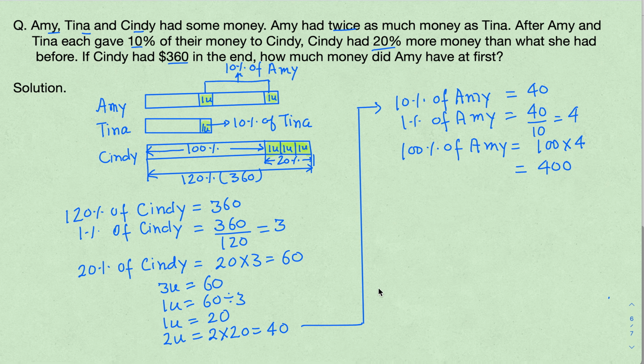So let's write it quickly. Our final answer. So Emmy had $400 at first. Okay, so that's the solution of this question.